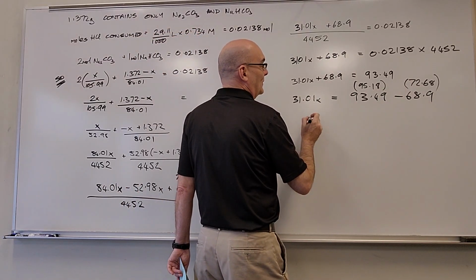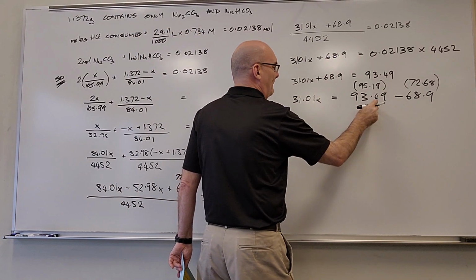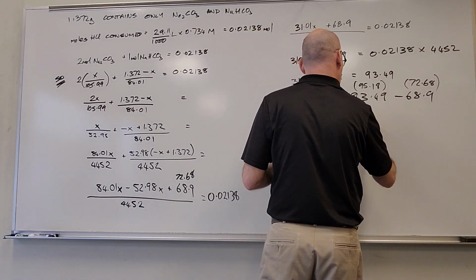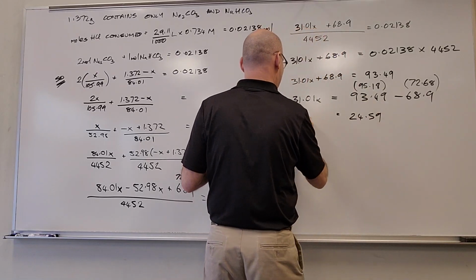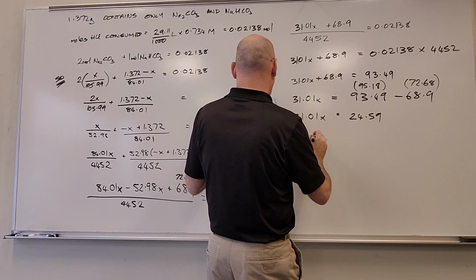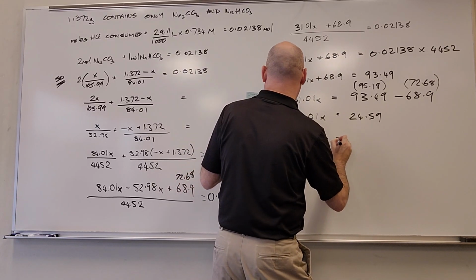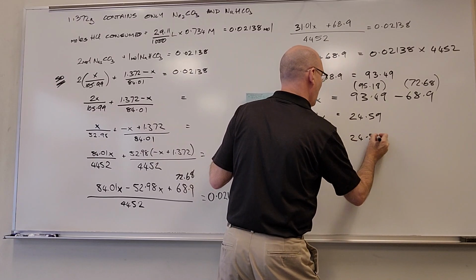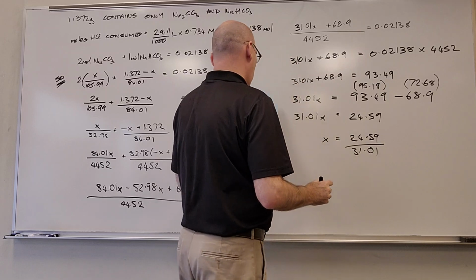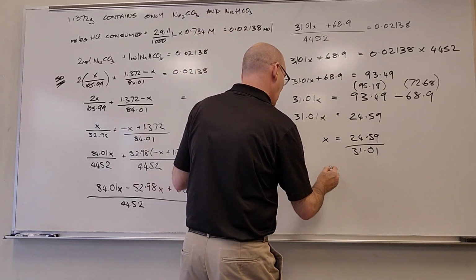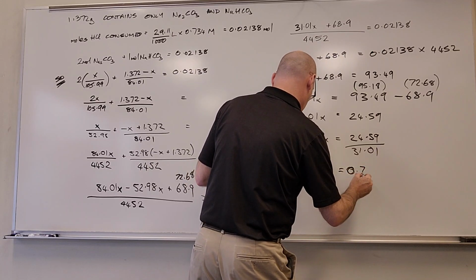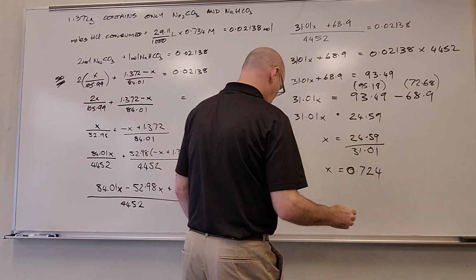I'm not saying I didn't do it wrong. 93.49 minus 68.9 is 24.59. What I did say is it wasn't in the book. All right, so x finally is 24.59 divided by 31.01, and I did probably round up somewhere along the way. So x is 0.724.